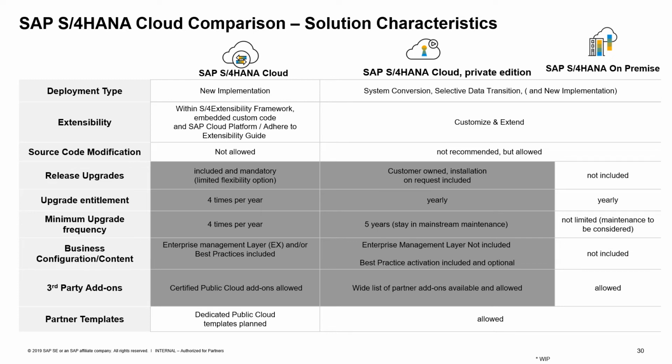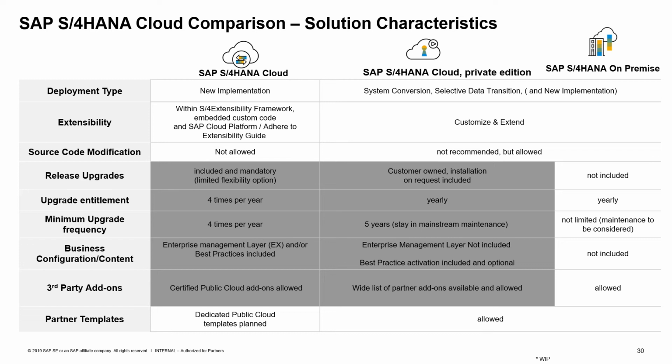For Private Edition, it's customer-owned, installation on request is included. So the release upgrades are all included, but it's completely up to the customer to let SAP know when they want to take an upgrade. So there is communication that is required. If you are a PartnerEdge sell partner and you're selling an indirect deal, you need to let us know when you want to upgrade your customer.